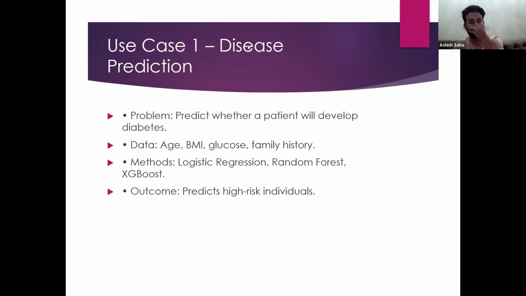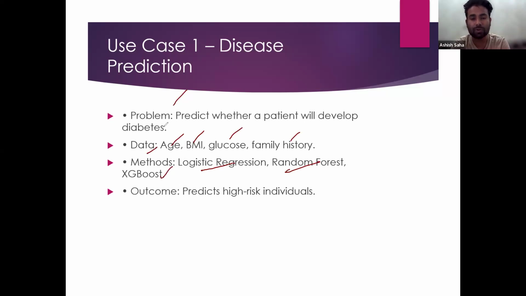Let's see disease prediction. What can data science do for disease prediction? It can predict whether the patient will develop diabetes or not. For that type of model, we require data that contains age, BMI, glucose, family history, and all. And what machine learning model can I use to solve this problem? We can use algorithms like logistic regression, random forest, or XGBoost.